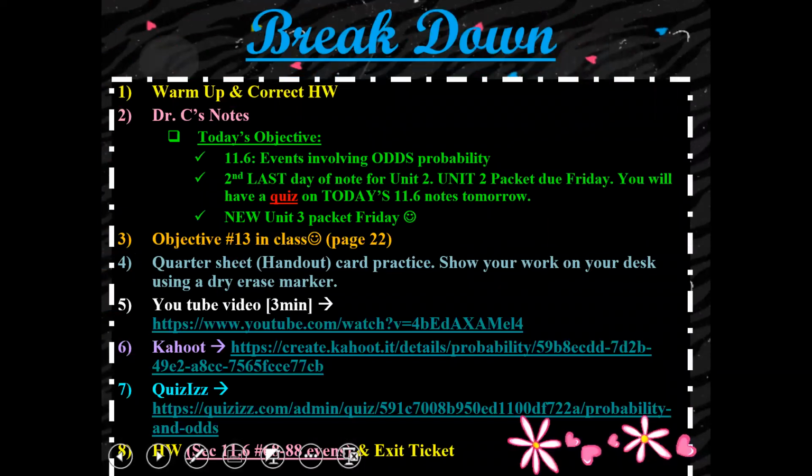All right, so today's objective is as follows. You have 11.6, which is going to be the events involving odds of probability. Like, what are the odds of rolling a 2 on a dice? Things of that nature. And this is the second last day for notes for Unit 2.